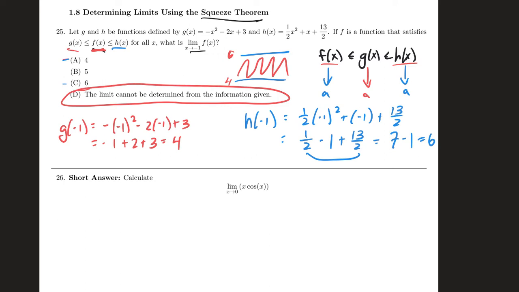If I had simplified h and gotten 4, then they're both 4, and the only way that's possible, again, is that the middle is also 4. But there's two different answers, so there's this gap, and that means I don't have enough information.